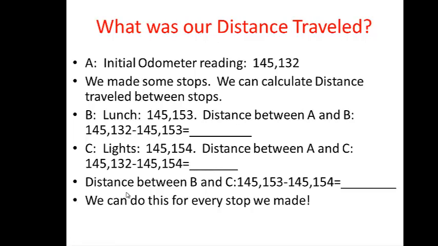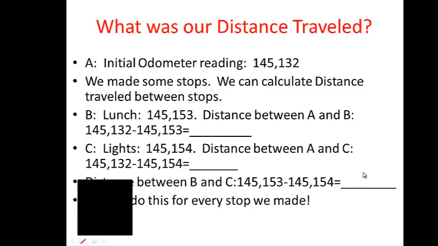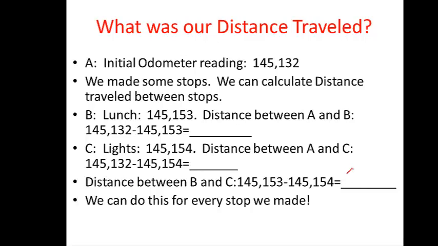Let's take a look at our distance between B and C. So between lunch and lights, because those stops were very close to each other. Our odometer reading at lunch was 145,153. And when we stopped at Meijer to grab some lights, our odometer read 145,154. So that would be a distance of 1 mile.